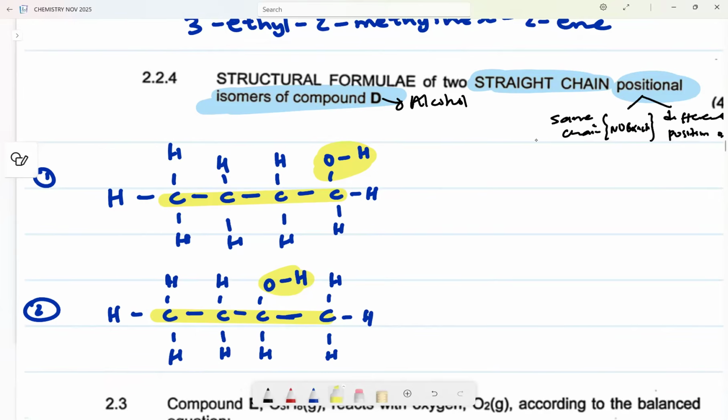And if you're interested in the names, this can be named butan-1-ol, because it is butanol having an OH in position number 1. This one can be butan-2-ol, in case you're interested in their names. Okay.